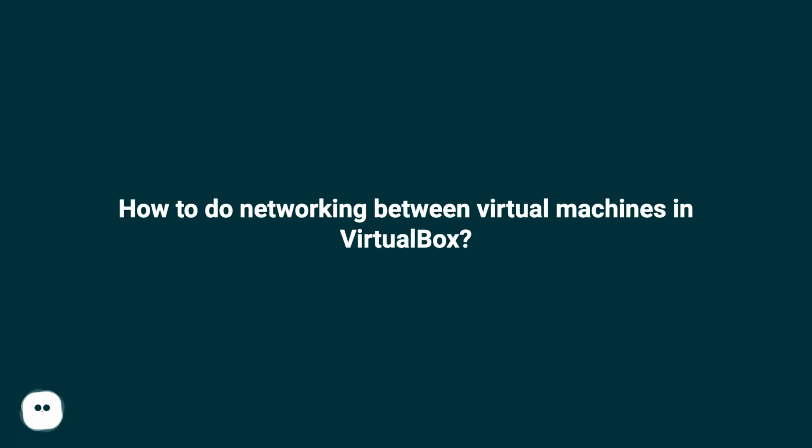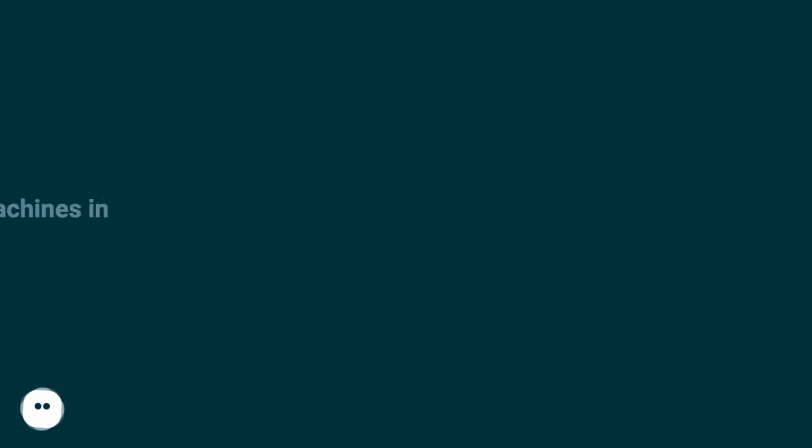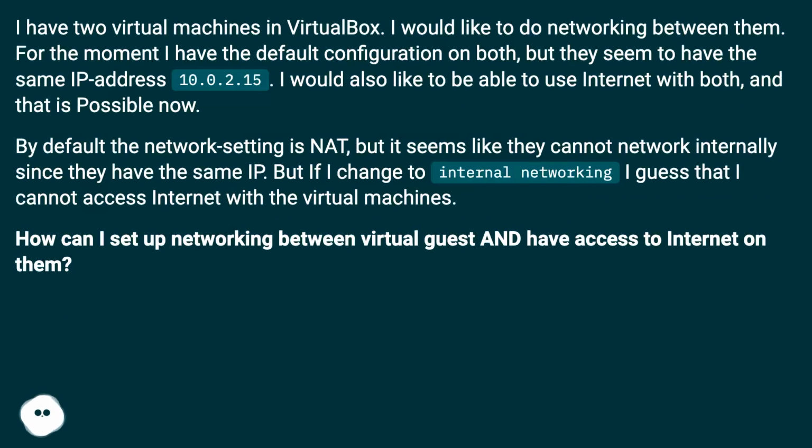How to do networking between virtual machines in VirtualBox. I have two virtual machines in VirtualBox. I would like to do networking between them. For the moment I have the default configuration on both, but they seem to have the same IP address 10.0.2.15.